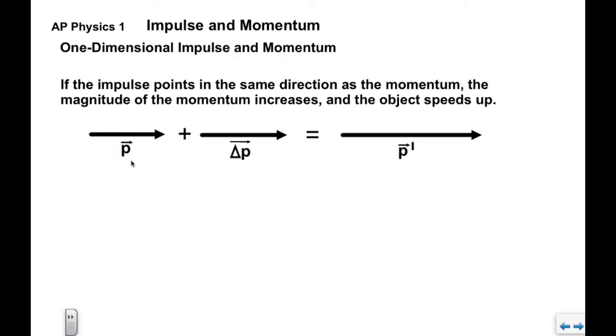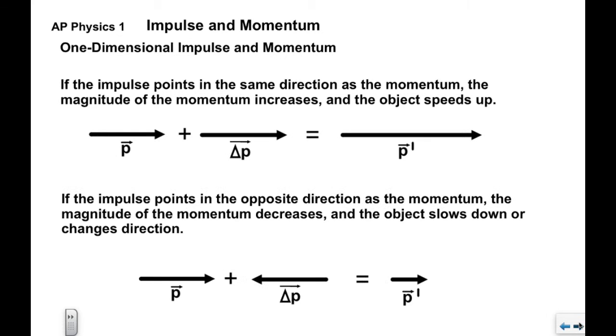And here we see an initial momentum pointing to the right. There's an impulse to the right, and the final momentum gets larger, has a larger magnitude because the object is moving faster. Now, if the impulse points in the opposite direction, the magnitude of the momentum will decrease and the object will either slow down, or if the impulse is big enough, it'll change direction.